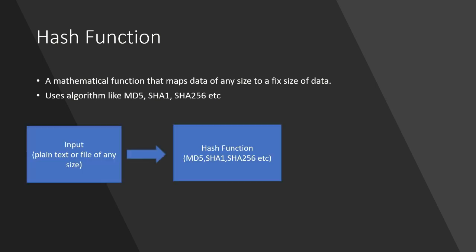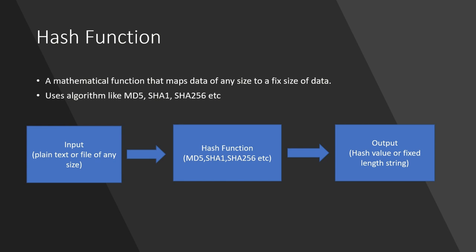Here you can see the input can be of any length. It can be even a file of MB or GB length, but the hash function will quickly produce output of fixed length. So if you have used MD5, the output will always be 128 bits. If you have used SHA-1 as the hashing algorithm, the output will always be 160 bits. So this is the work of a hash function. It will quickly produce output of fixed length depending upon the hashing algorithm you have used.